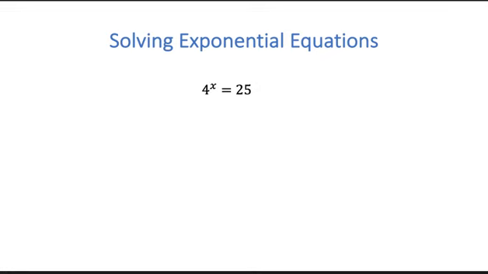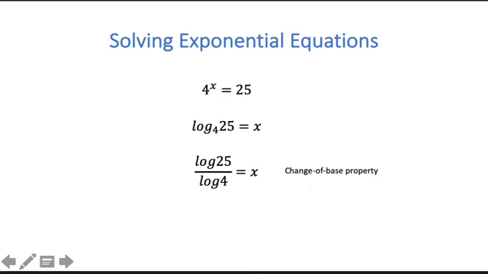Here's an example where we cannot make the bases the same. There's no power of 4 that's equal to 25. But we can solve this equation by recognizing this is an exponential equation. Let's write it in log form. So it would be log base 4 of 25 is equal to x. That's simply converting between exponential form and log form. And then we can solve this using the change of base property. Or you could even just plug it in your calculator if you have the change of base programmed in.